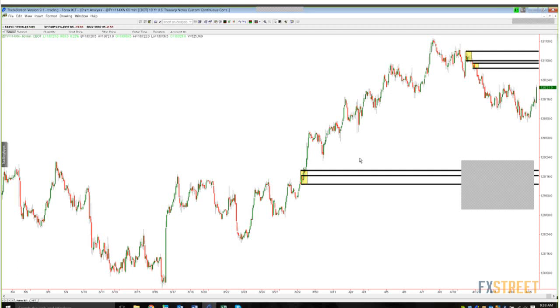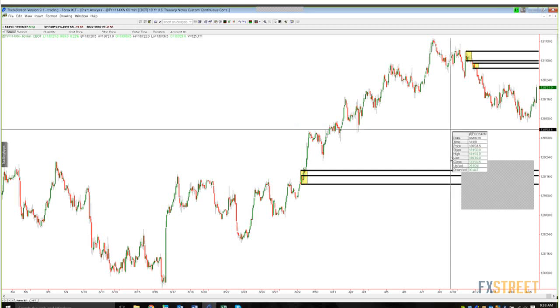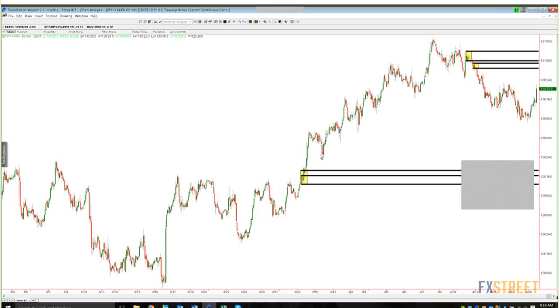129.24. So that's just a pivot low. Remember, we would never call that fresh demand. That would never qualify as a demand zone. Okay, there's a big difference there. So make sure you're aware of that.